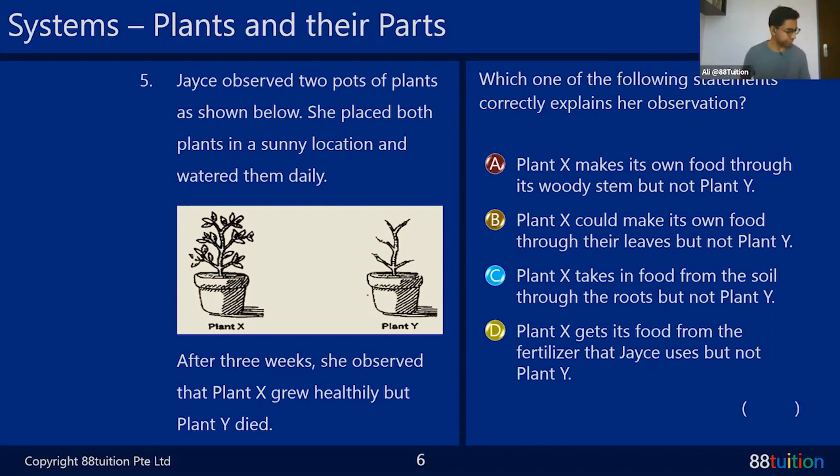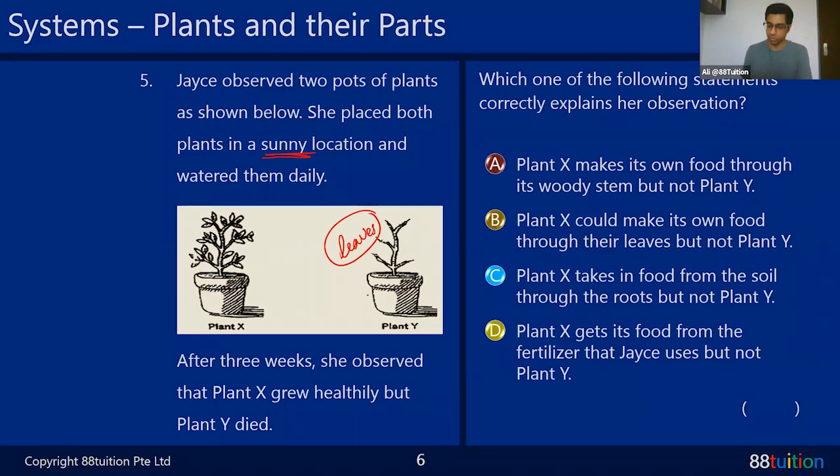Okay, let's continue. Question five. You know the answers already. The first four were C, C, D, D. Number five. Jace observed two pots of plants as shown and put them in a sunny location. Take note, it's a sunny location. After 3 weeks, she observed plant X grew healthily, plant Y died. Why? Because plant Y does not have this. This is the only thing that's missing, right? So which one of the following statements explains her observation?